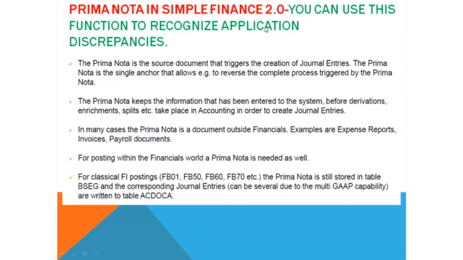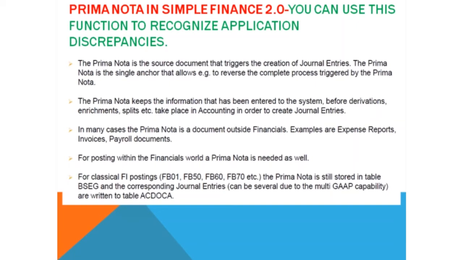And then functions to recognize application discrepancy. Basically, prima nota, in order to see the discrepancy issues, use the function to recognize application discrepancy. So this functionality is also available through different tables. Here prima nota is the source document that triggers the creation of journal entries, and that source document, the prima nota, is a single anchor that allows you to trace the complete process triggered by the prima nota. Prima nota keeps the information that has been entered in the system.